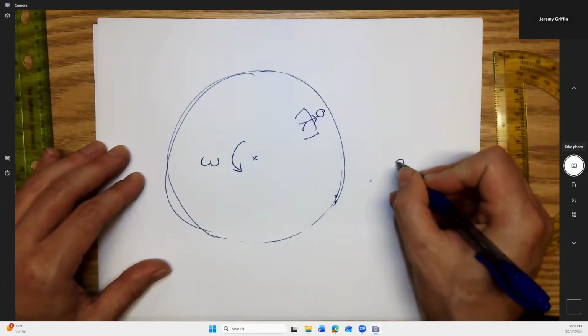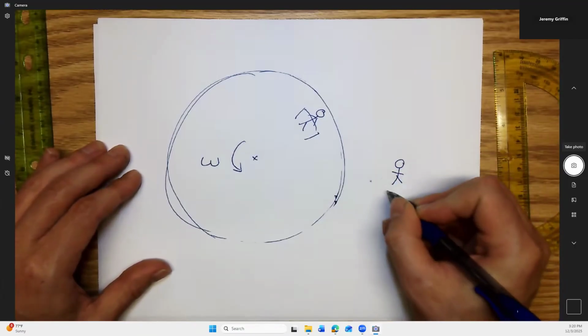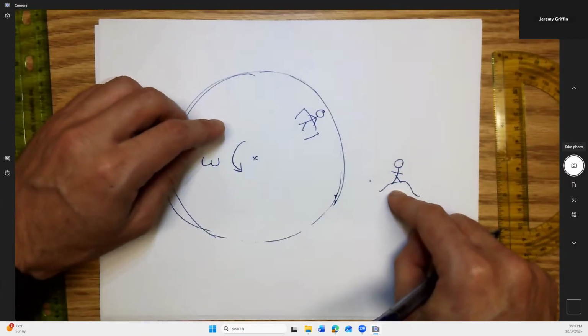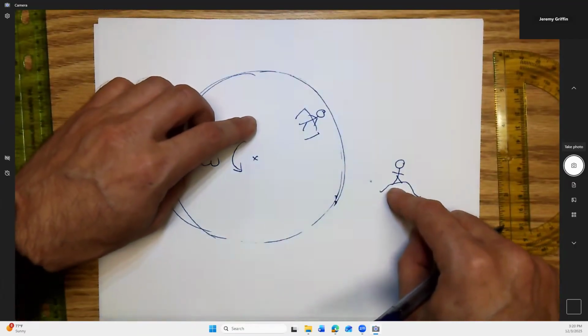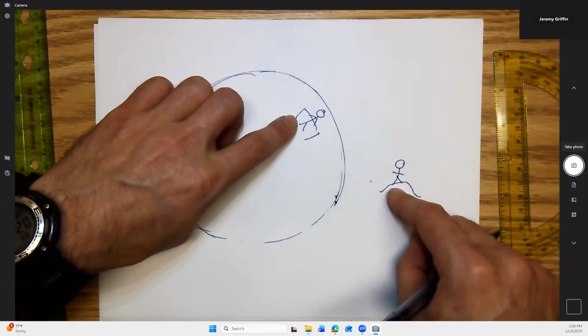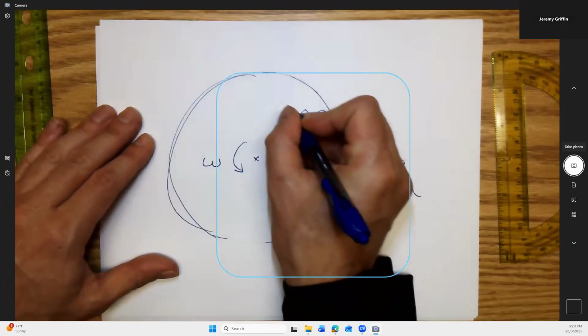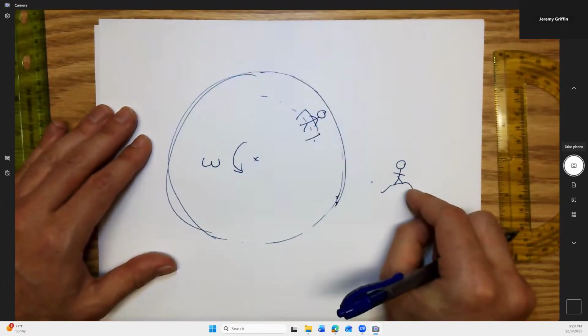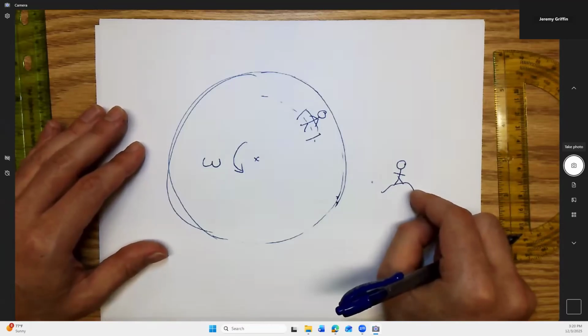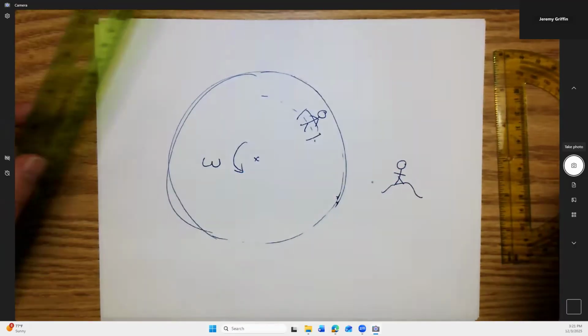If you are in an inertial frame of reference, like this guy on the grassy knoll over here, he wouldn't actually describe any outward acting forces. He would say, no, the fact that you're holding onto those handlebars is keeping you in the circular path. There's a force pulling you which way? Towards the center.